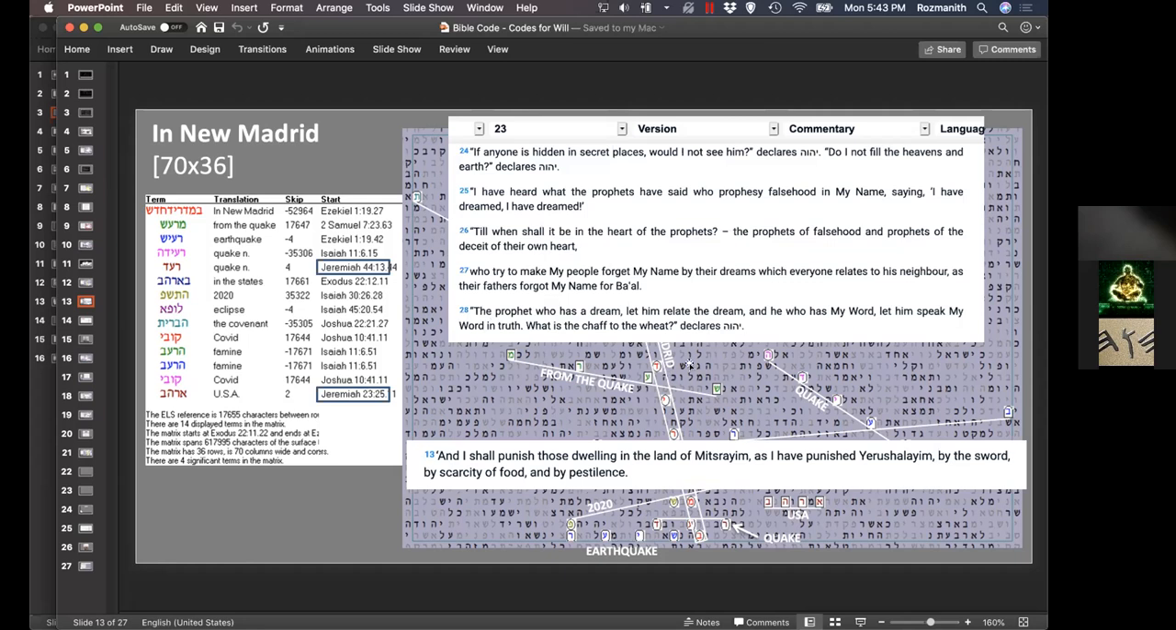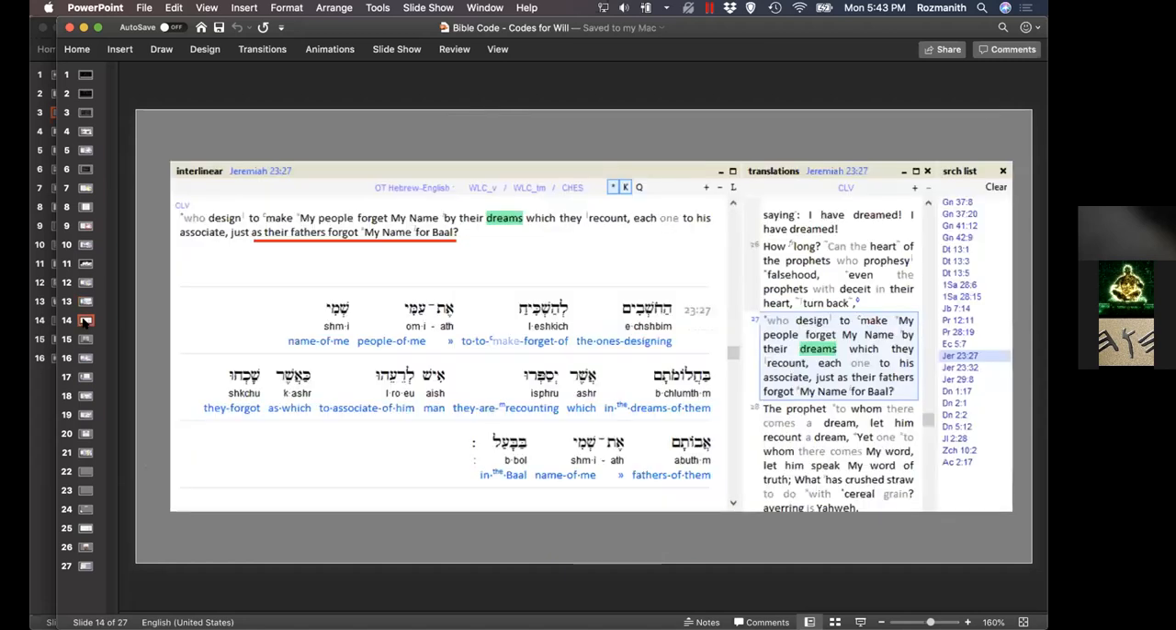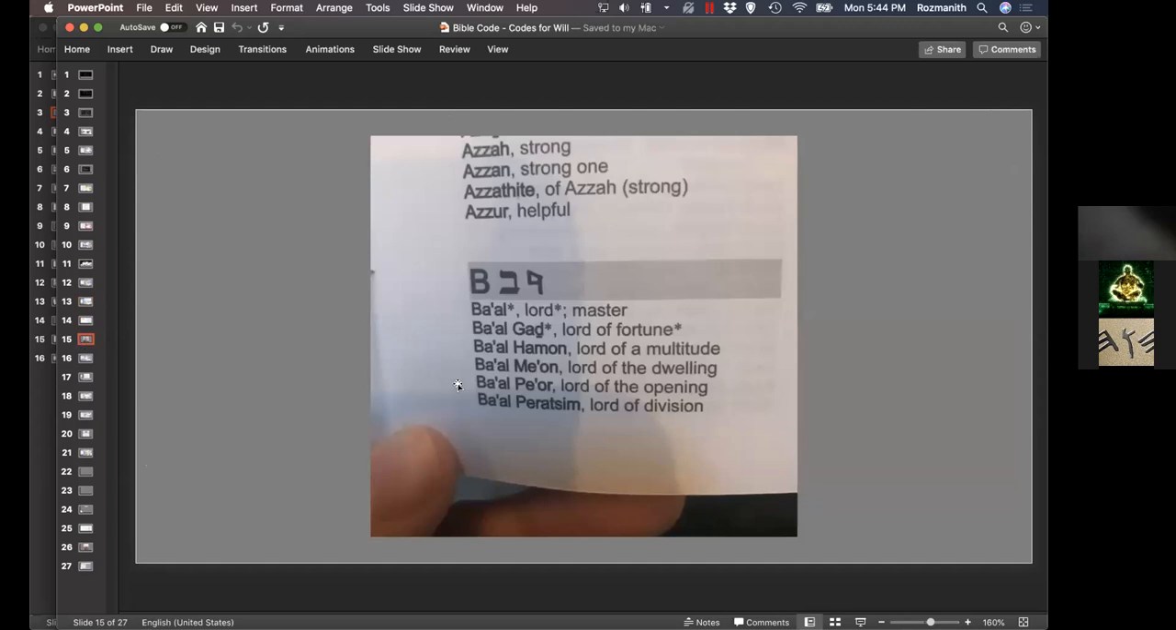And because of this, the form of the judgment shall be, I shall punish those by the sword, by scarcity of food, and by pestilence. He tells you the form of judgment. And so in the ISA, you can go and look at the Hebrew. Their fathers forgot my name for Baal. All right, so that's Baal. And if you go to the accompanying names reference for the Hallelujah Scriptures, you see that Baal is Lord.